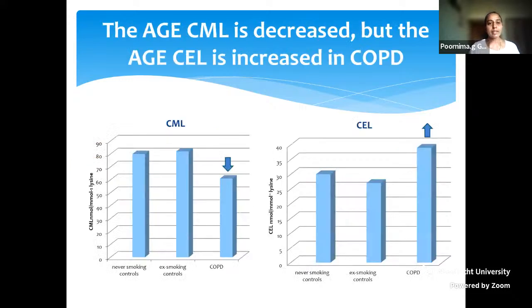In addition to the skin, we also measured free-floating AGEs which are present in the blood. One particular AGE is CML, which was found to be decreased in COPD compared to the ex and never-smoking controls. Another AGE, CEL, was found to be increased in COPD compared to the ex and never-smoking controls.